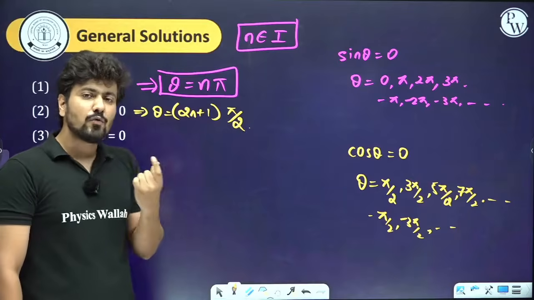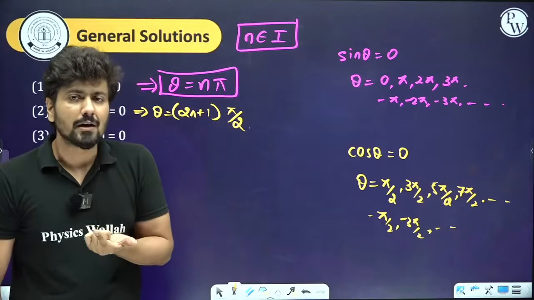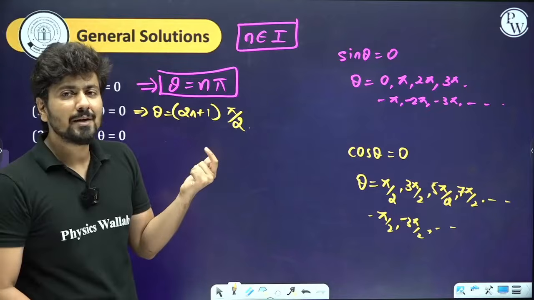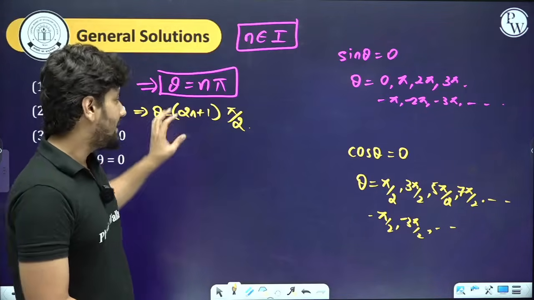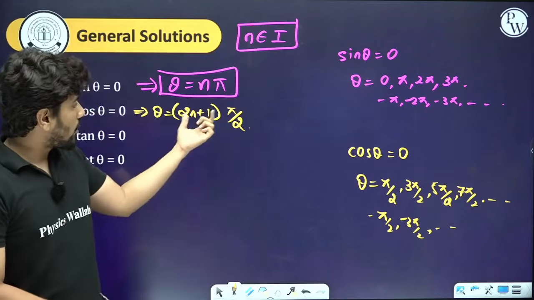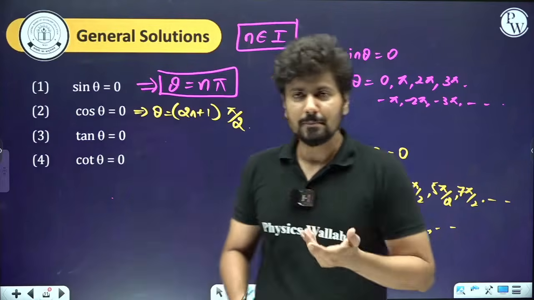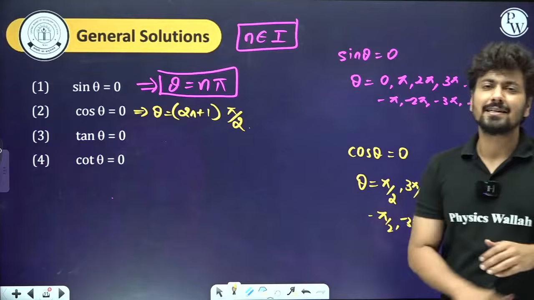So 2n plus 1 will be an odd number for any integer n, right? So at odd multiples of pi by 2, cos theta will be equal to 0. Simple, right? Now where is tan theta 0?